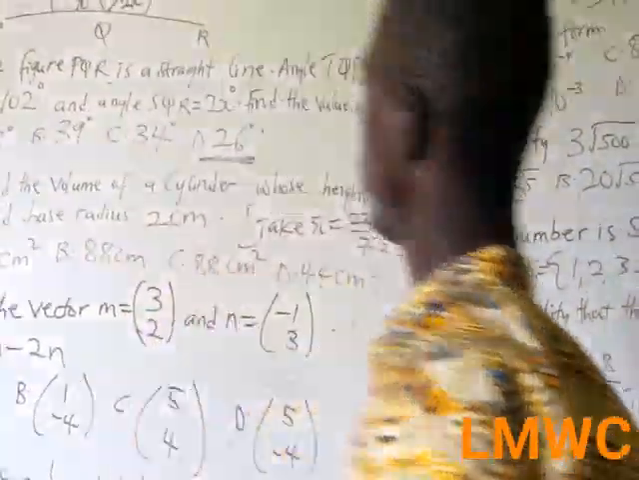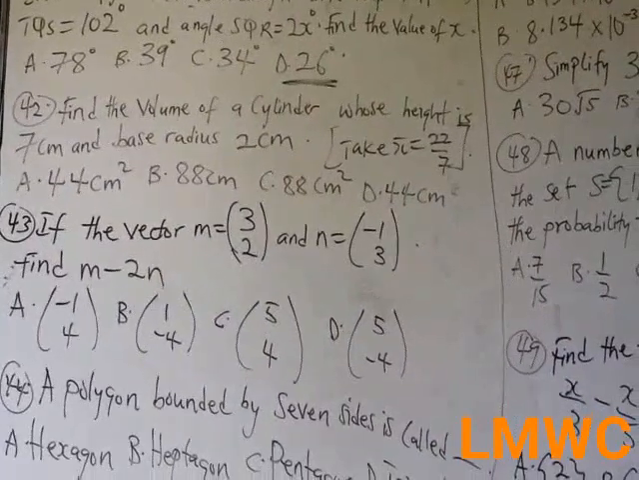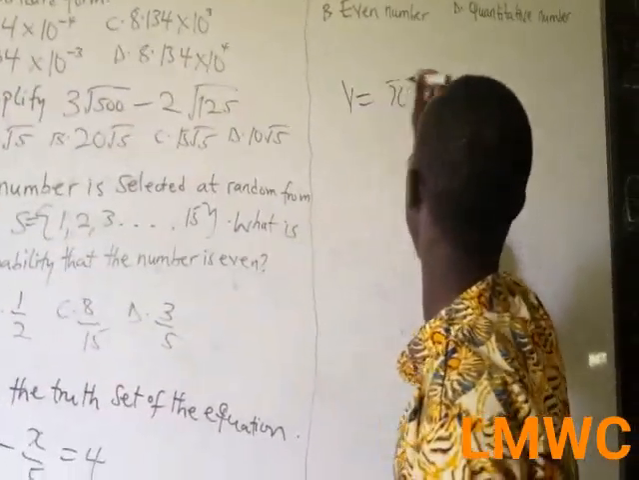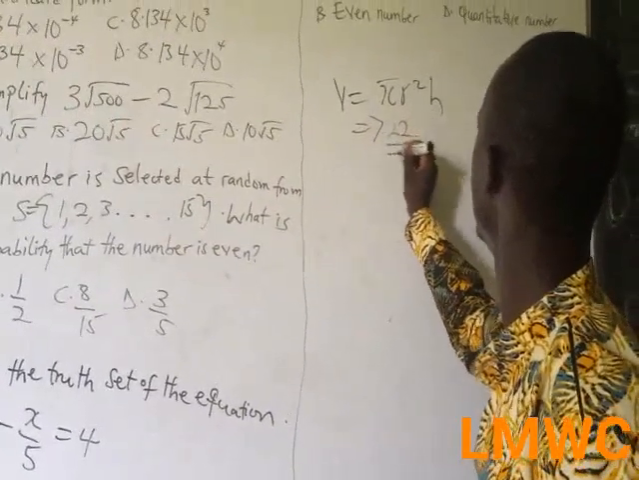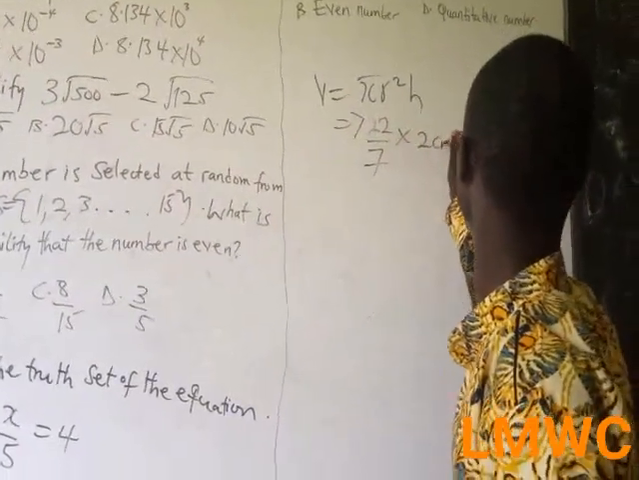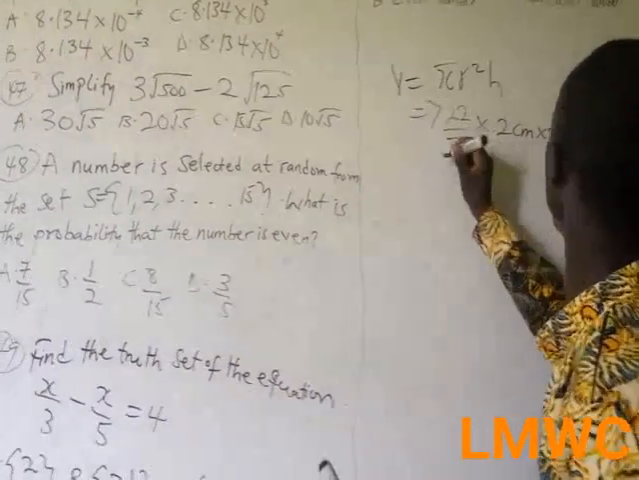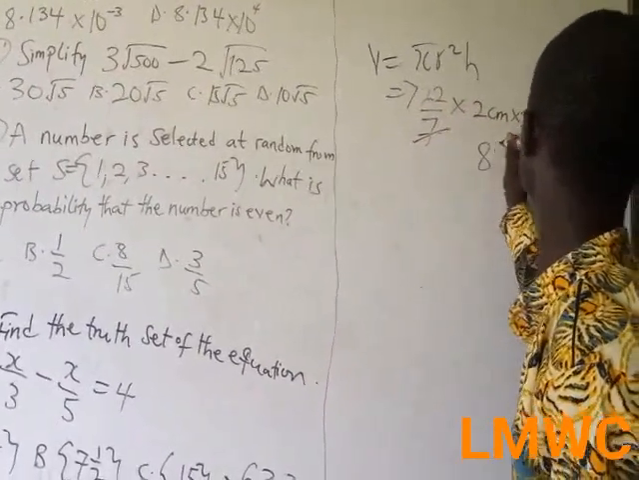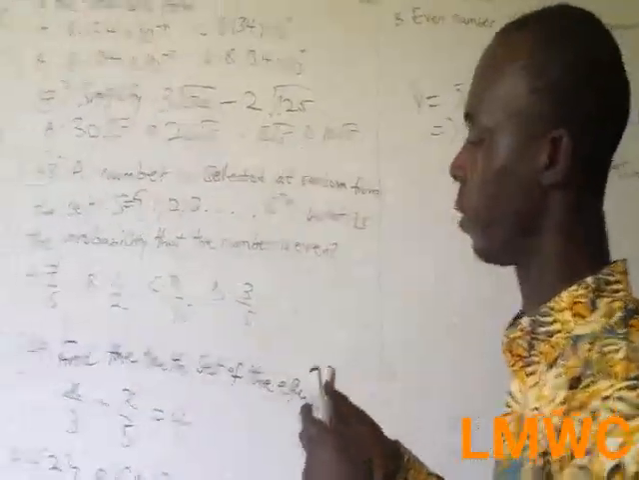The answer is D. Question 42. Find the volume of a cylinder whose height is 7 centimeters and base radius 2 centimeters. So we know the volume of a cylinder as pi r squared h. It becomes 22 over 7 times 2 centimeters times 2 centimeters times 7 centimeters. This will cancel this. So this times this is 44, times this is 88. So 88 centimeters cubed, because centimeters is multiplied 3 times.